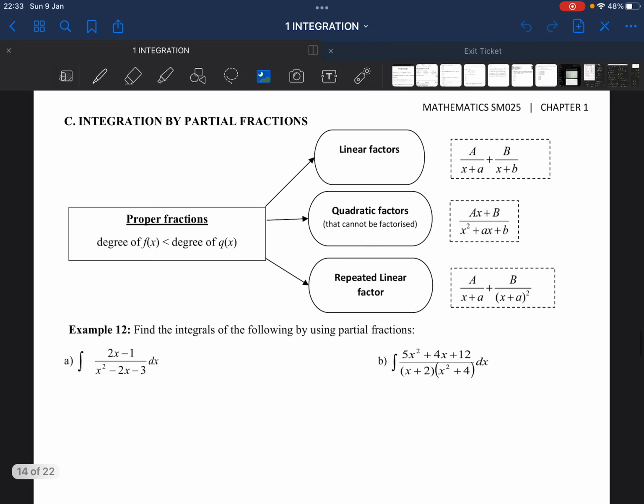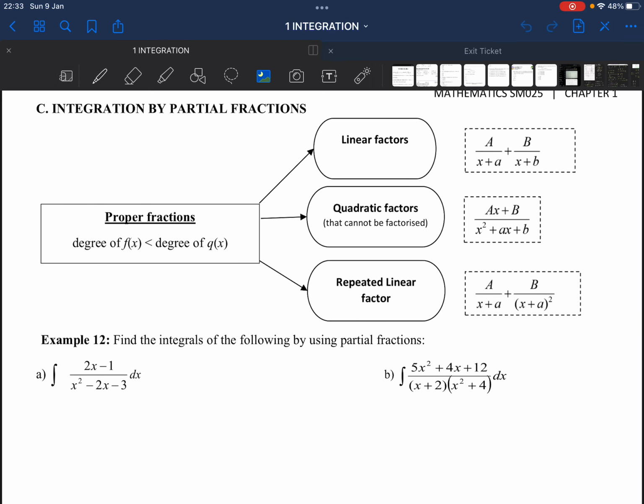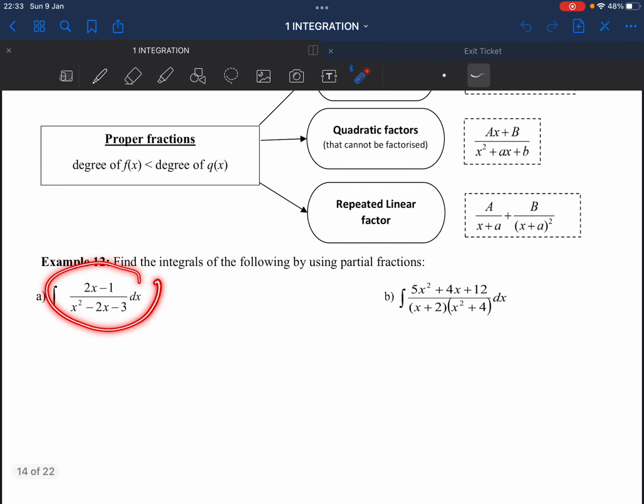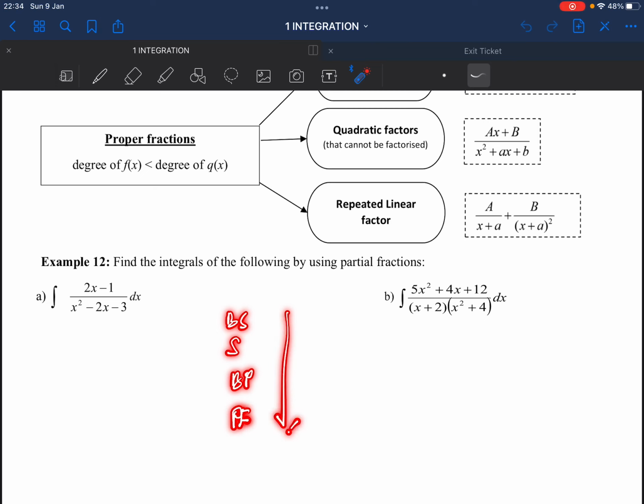Okay, so how are we going to do this integration by partial fraction? First, let's see the question. Here we have 2x minus 1 over x squared minus 2x minus 3. Obviously we cannot use basic rules. Okay, for integration: first basic rules, substitution, by parts, and lastly partial fraction. So this is the arrangement. First, if you can use basic rules, use basic rules. But this one cannot use basic rules.